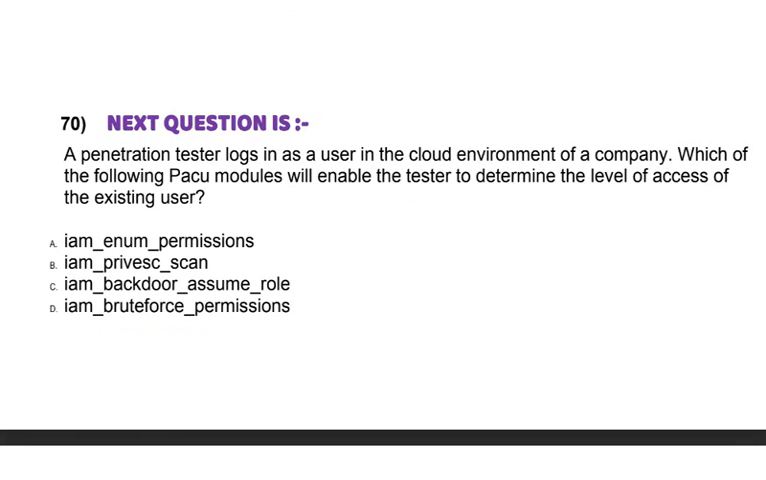Question is, a penetration tester logs in as a user in the cloud environment of a company. Which of the following Pacu modules will enable the tester to determine the level of access of the existing user? Option A. IAM underscore enum underscore permissions. Option B. IAM underscore privacy underscore scan. Option C. IAM underscore backdoor underscore assume underscore role. Option D. IAM underscore brute force underscore permissions. Correct answer is option A.